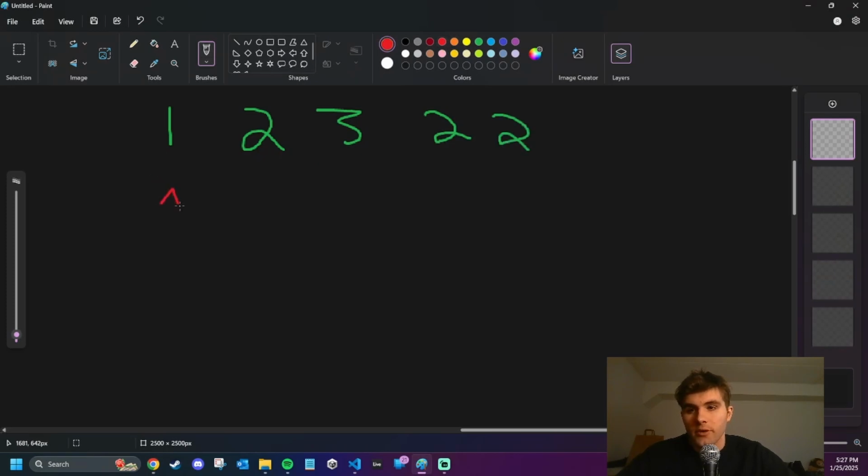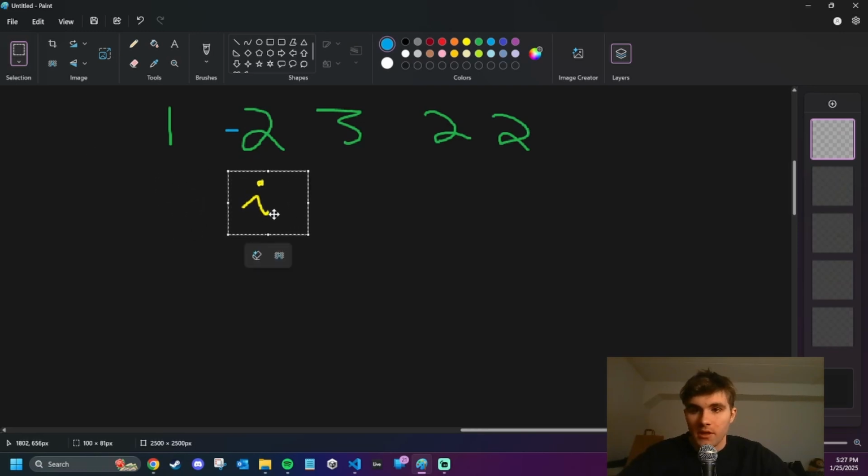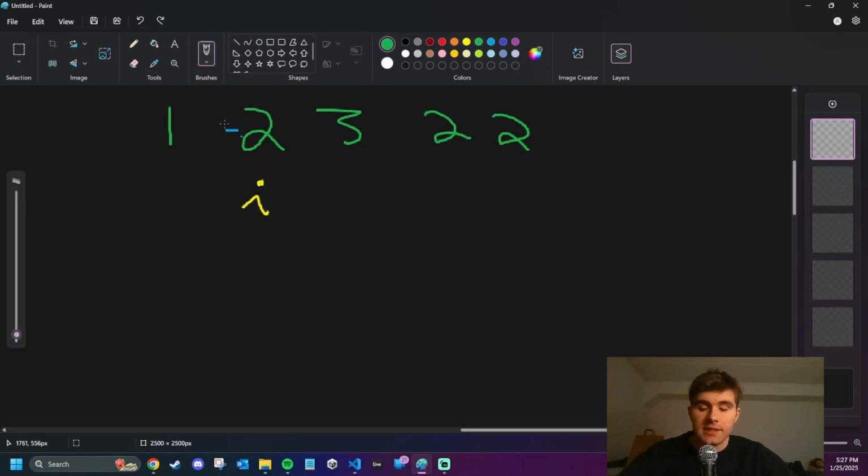So we're going to have a pointer I. Make it yellow. We're going to look at whatever number is at index I here. So index 1. We're going to go to the 1th index and mark it negative. Okay, then we're going to move I. Now we're going to go to the 2nd index because this is a 2. So 0, 1, 2 and mark it negative.